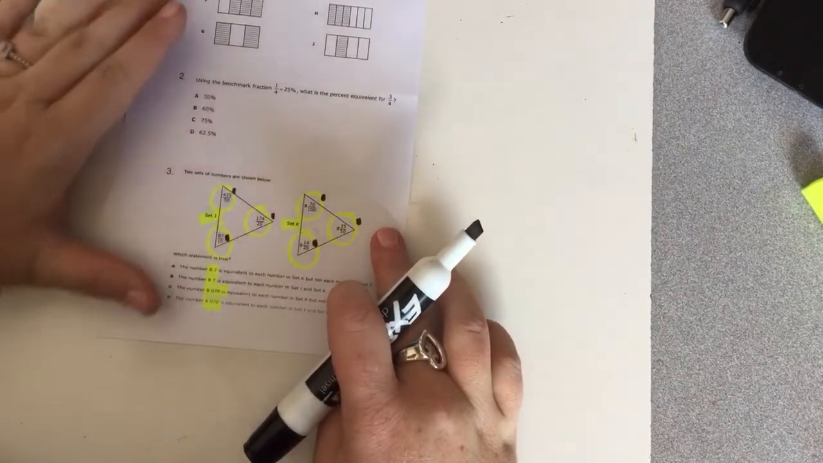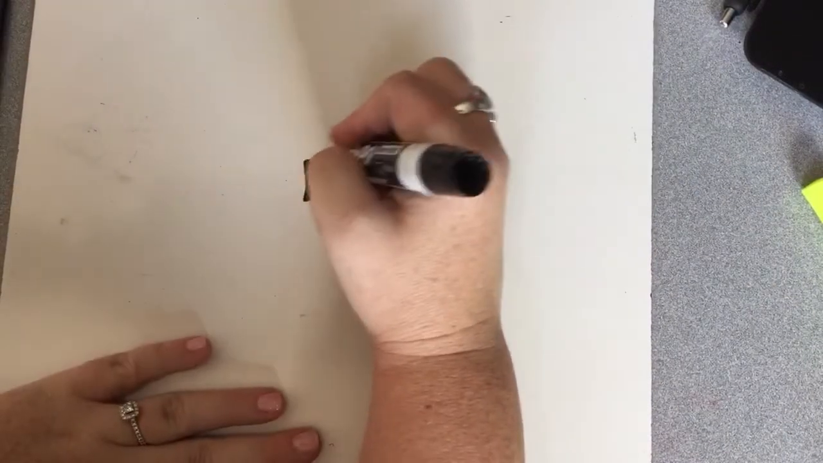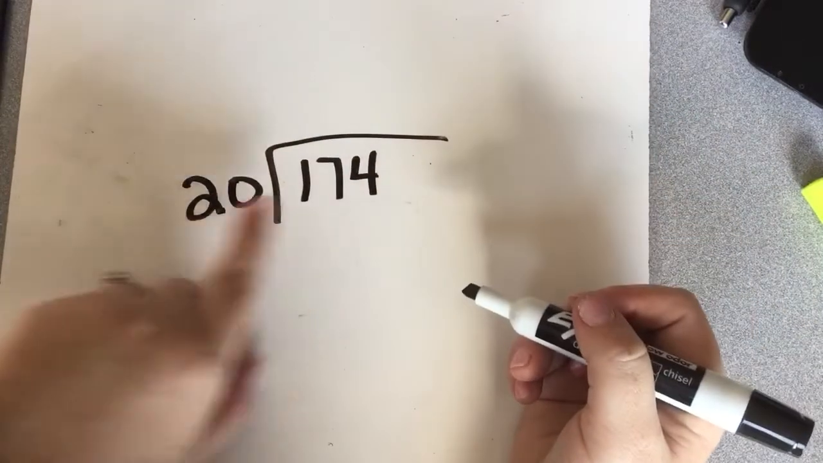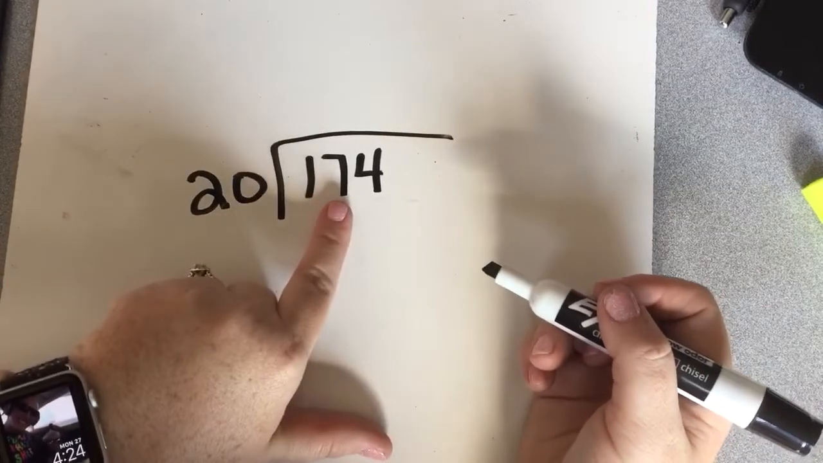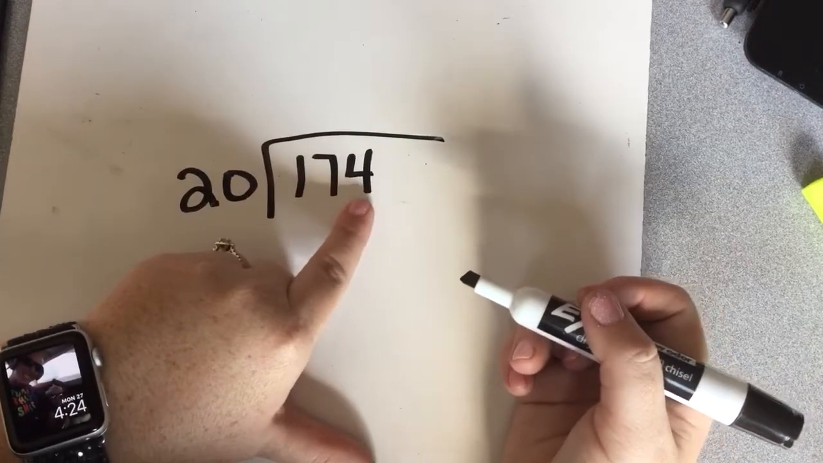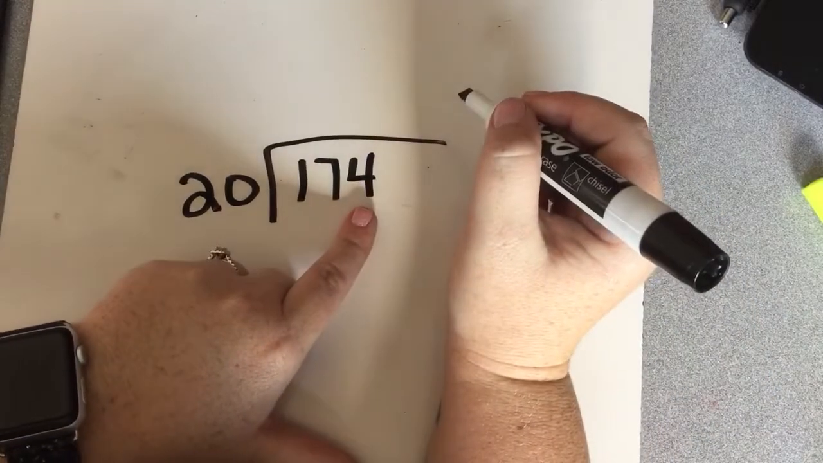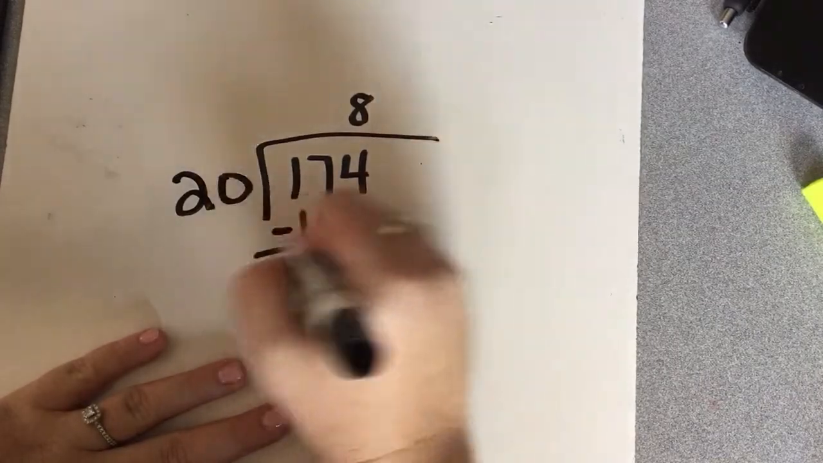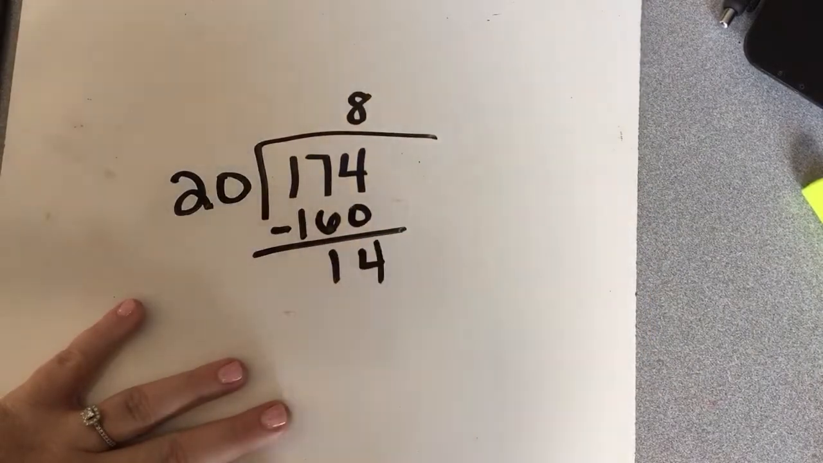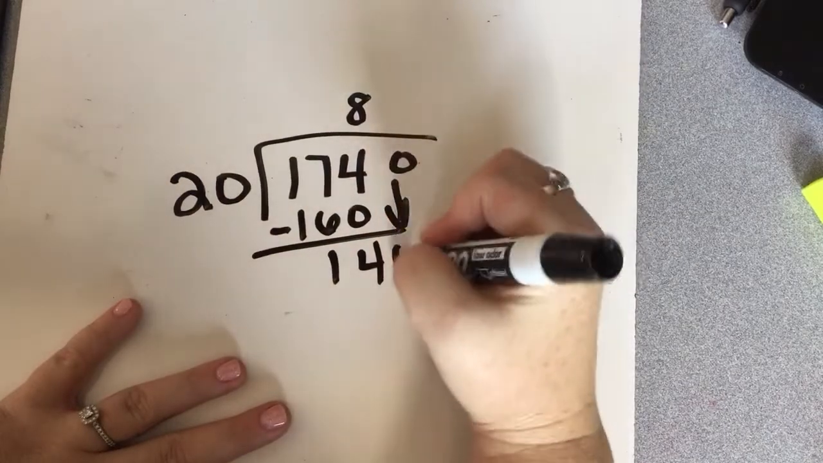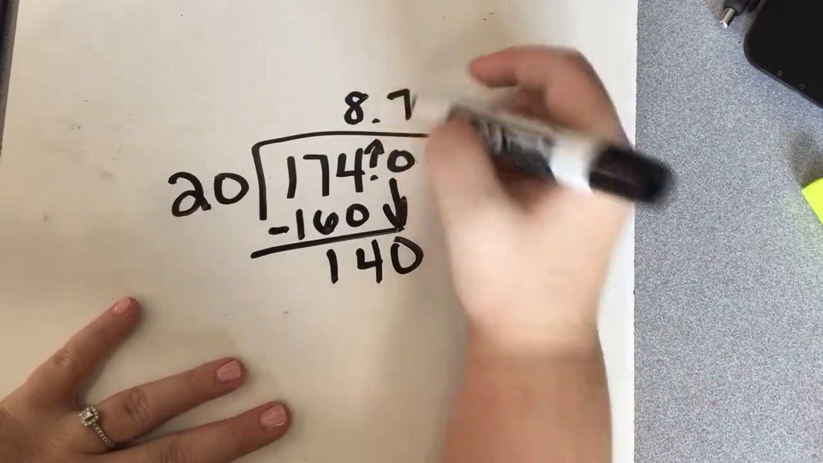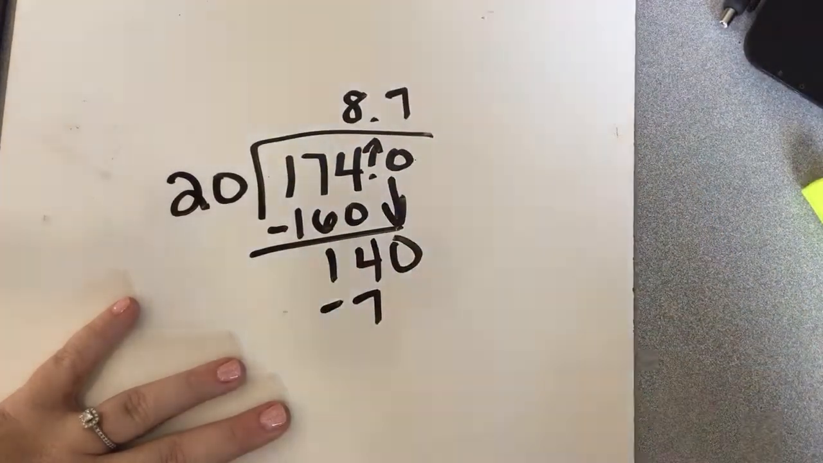Okay, so let's do this one right here, 174 over 20. So 174 is going to go inside the house, 20 goes outside. 20 cannot go into 1. 20 cannot go into 17. 20 can go into 174. It's going to go in there 8 times. 8 times 20 is 160. So that's going to leave me with 14. Take a 0, bring it down. So 20 goes into 140 7 times, minus 140.